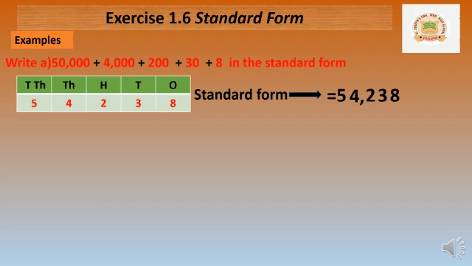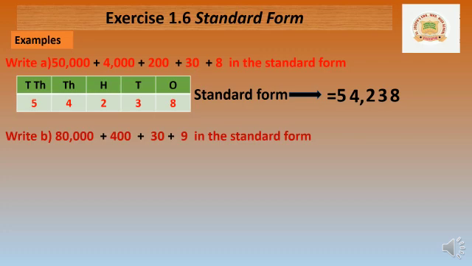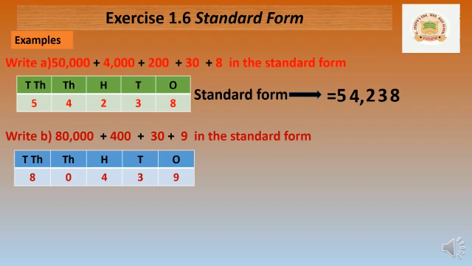Let us take one more example. 80,000 plus 400 plus 30 plus 9. Let us place it in the place value chart. In the place value chart, if you see in the thousands place we don't have any digit, that's why we put 0. Let us write the standard form of the number.